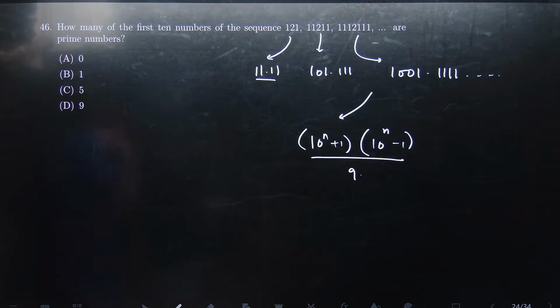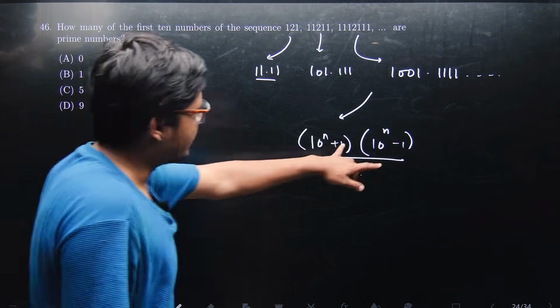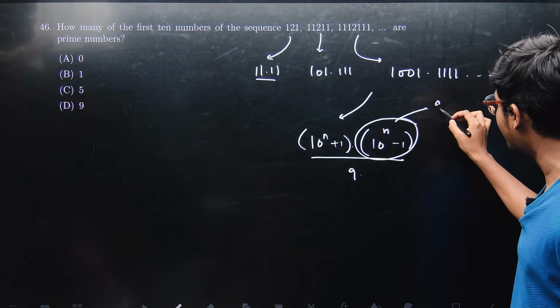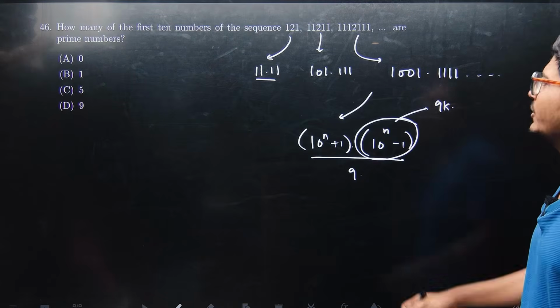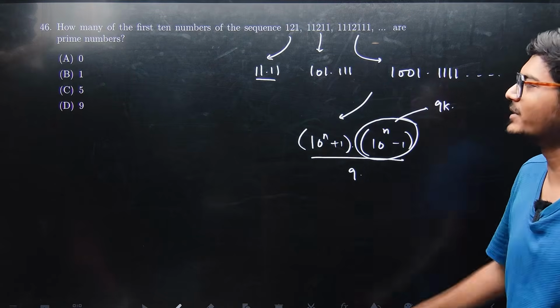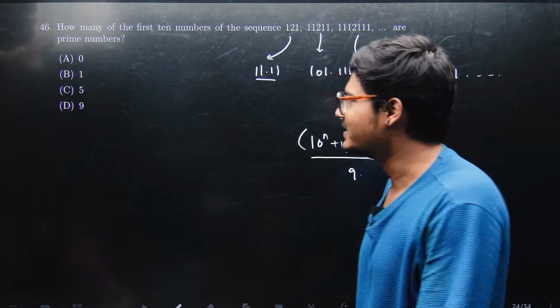Clear? Now from here, we need to see which of them are divisible, right? Which of them are not primes, okay? Now observe that this number is divisible by 9, right? So this number is some 9 into k, right? Or you don't even need that. Just observe that all of them are getting multiplied. If these are a product of two numbers, they're obviously not going to be primes, right? So the answer is just simply 0.